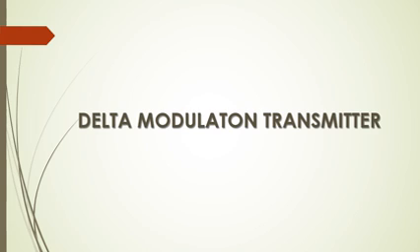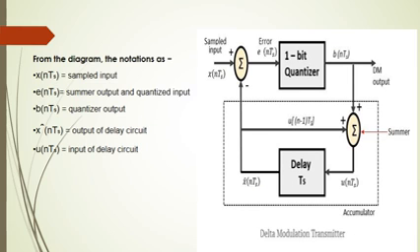Delta modulation transmitter. This is the delta modulation transmitter block diagram with the abbreviations used.